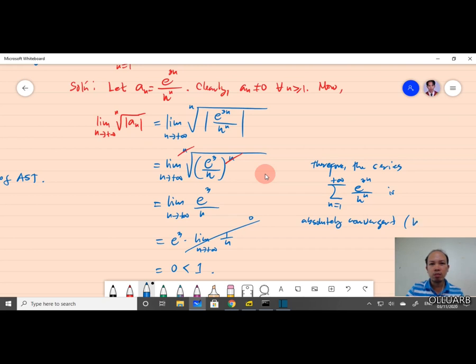Also in the theorem, if the series is absolutely convergent, therefore the series is convergent. Hence, a convergent series. Okay, absolutely convergent.